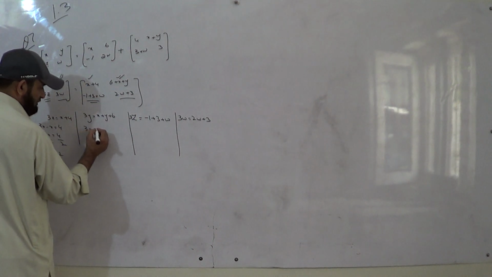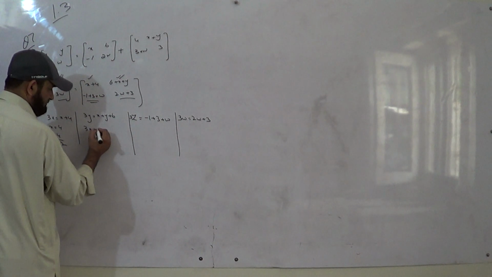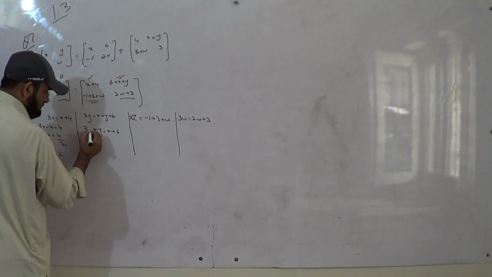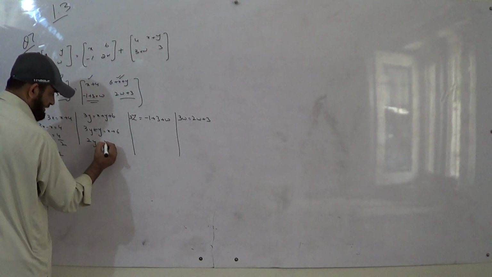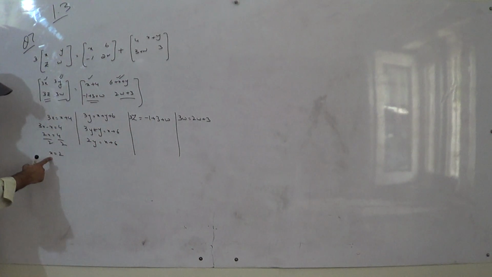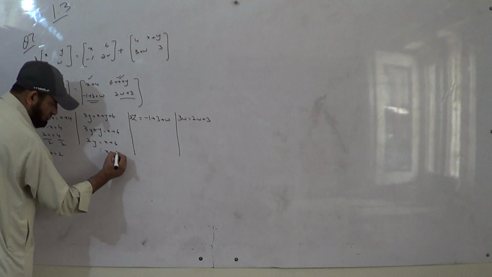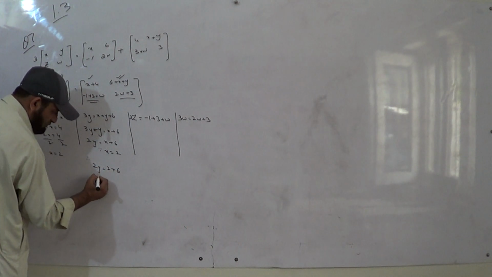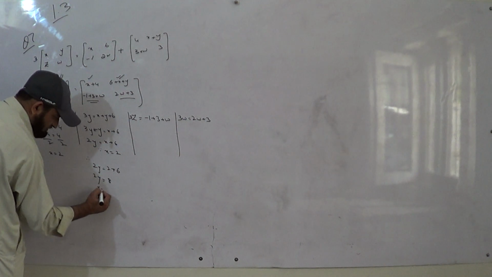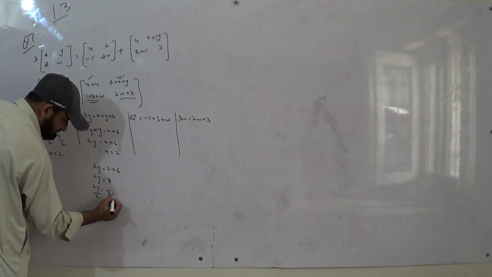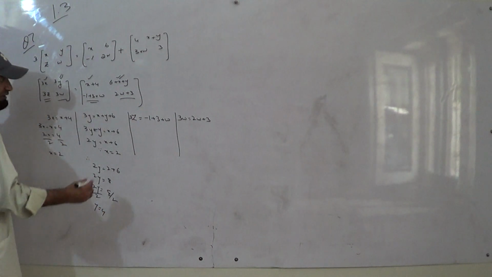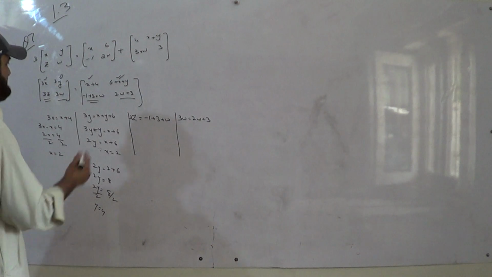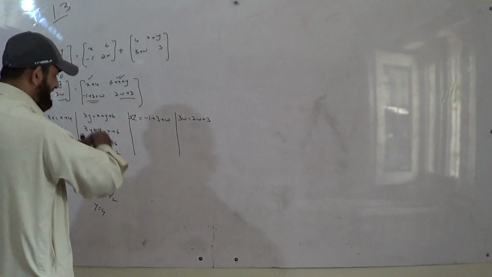Now shift this y on the left hand side. We get 2y is equal to x plus 6. Since x is equal to 2, therefore 2y is equal to 2 plus 6. 2y is equal to 8. Y is equal to, divide by 2 both sides, y equal to 4.